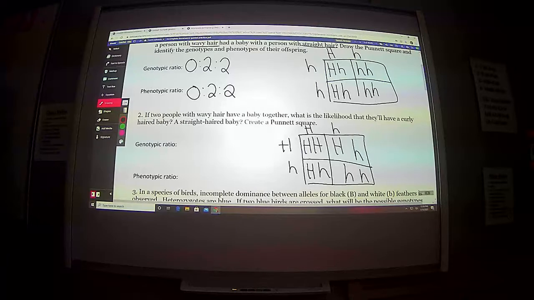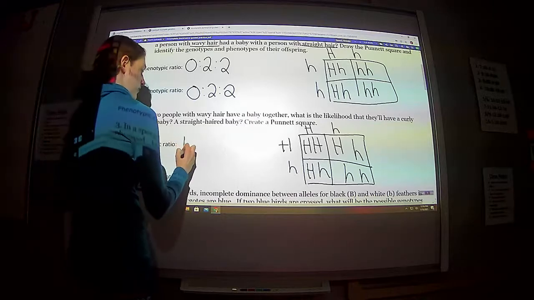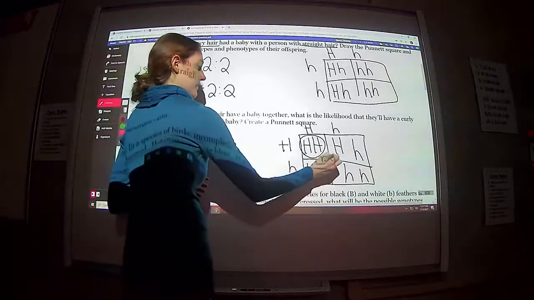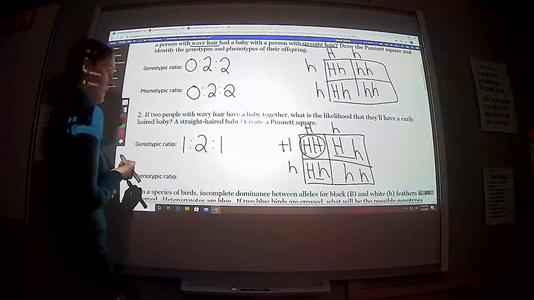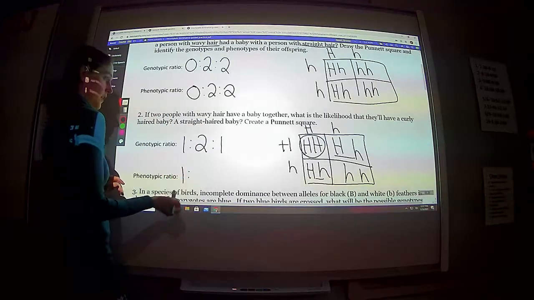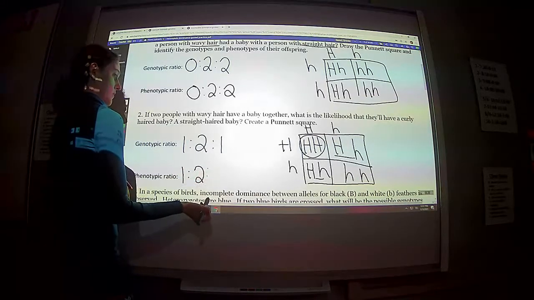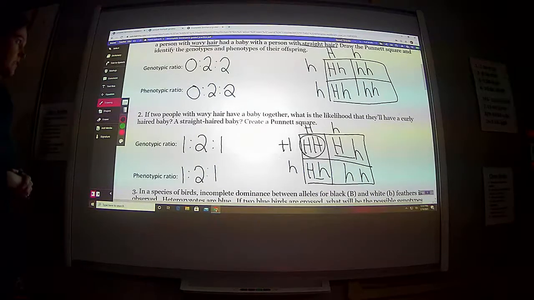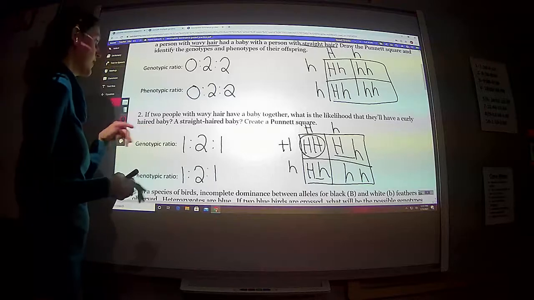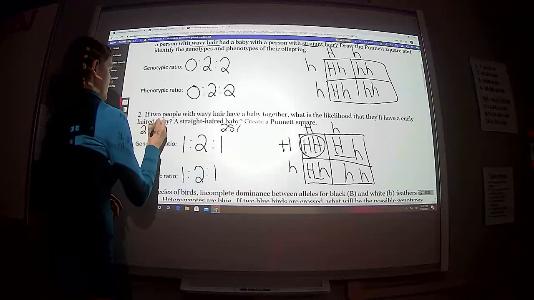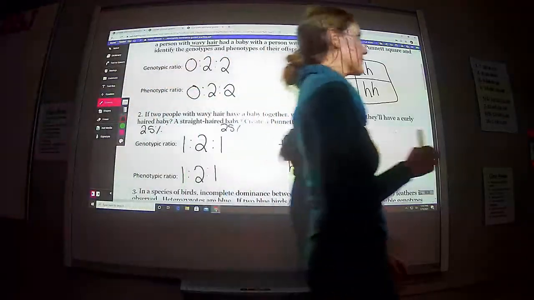Anytime you do 2 heterozygous together, you're going to have a lot of possibilities. My genotypic ratio, I have 1 homozygous dominant right here. I have 2 heterozygous here and here. And at the end there, I have 1 homozygous recessive. Phenotypic ratio, they have 1 chance of getting a curly-haired baby, 2 wavies, and 1 straight. So the likeliness that they're going to have a straight-haired baby, they have a 25% chance, and that's the same as a curly-haired baby. It's a 25% chance because it's only 1 block.